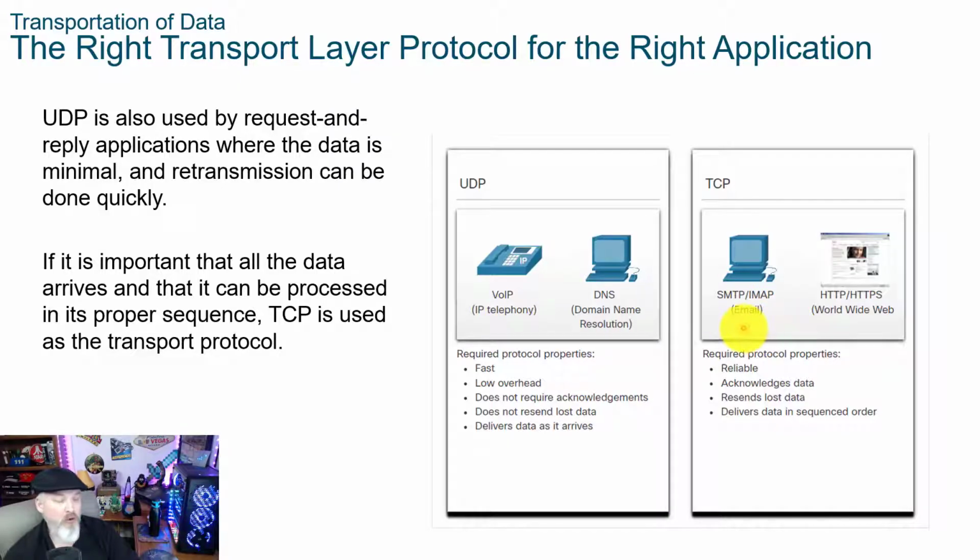TCP, for example, your email, you have to make sure all the packets get there or you can't read your full email. Worldwide web pages, you need to make sure that everything is on that web page that you requested. So those use the TCP protocol. It's reliable, it acknowledges, it resends lost data. So TCP is reliable, it always acknowledges, it's connection oriented. UDP is not reliable, but it's lower overhead and it's fast.